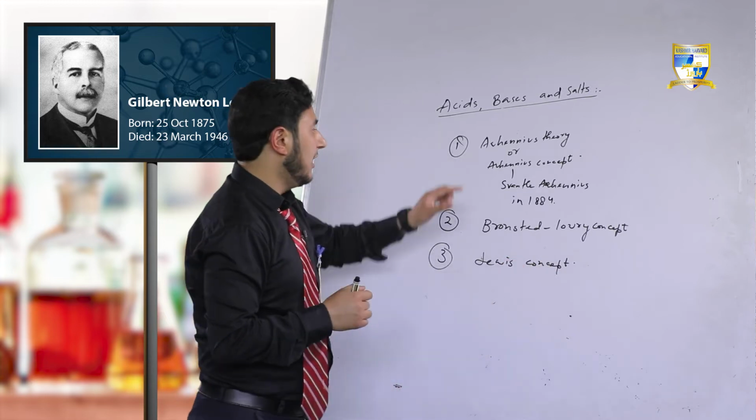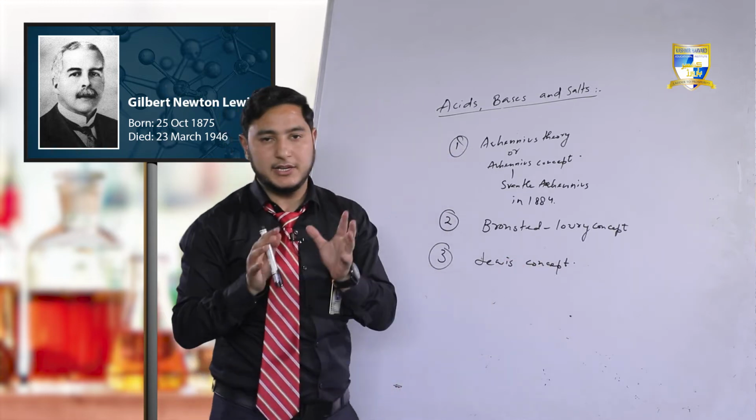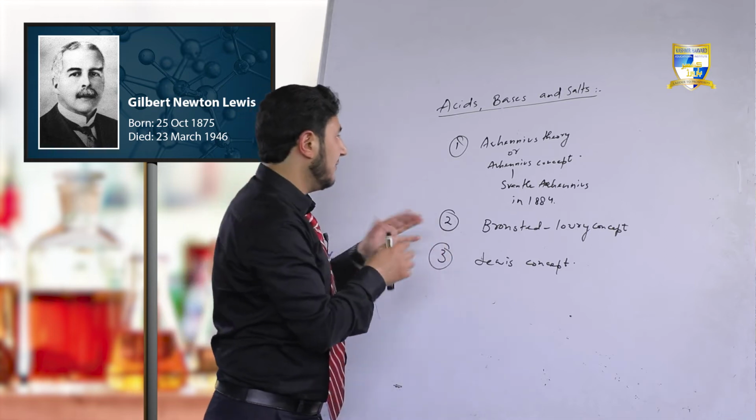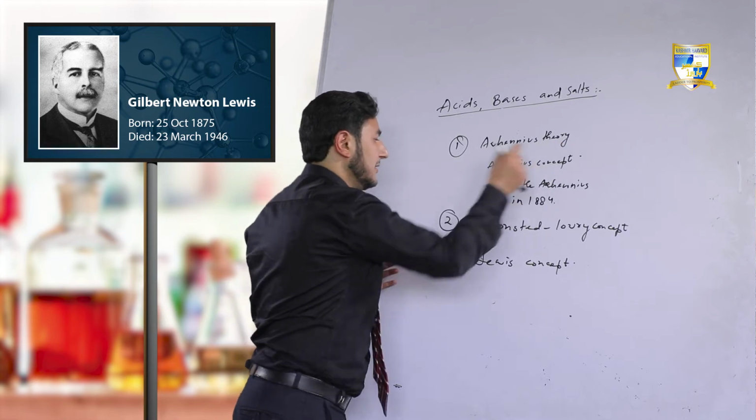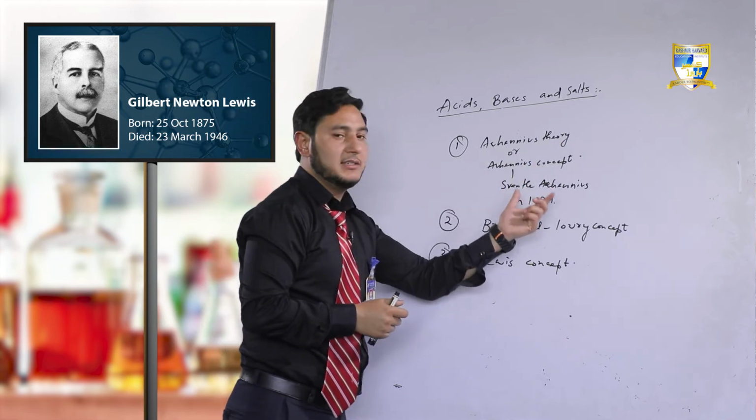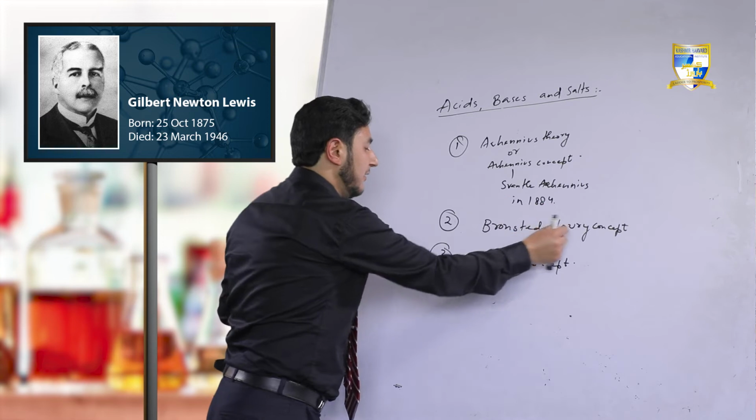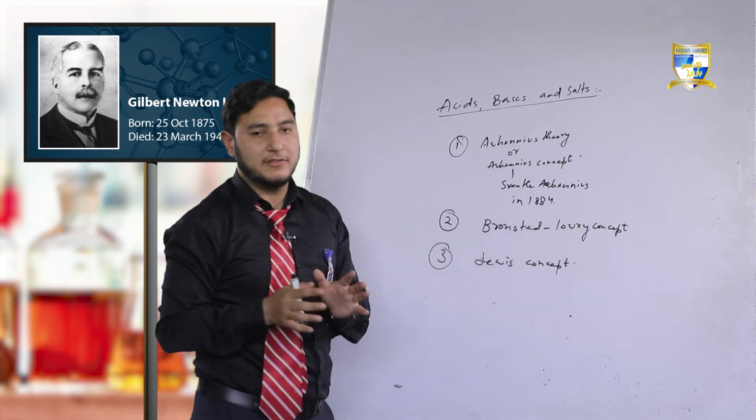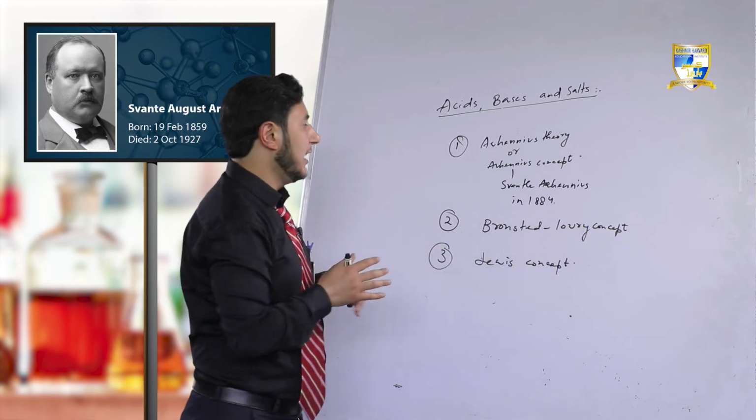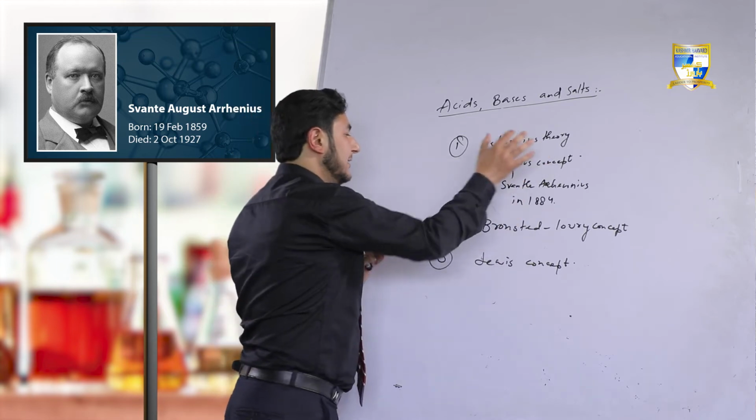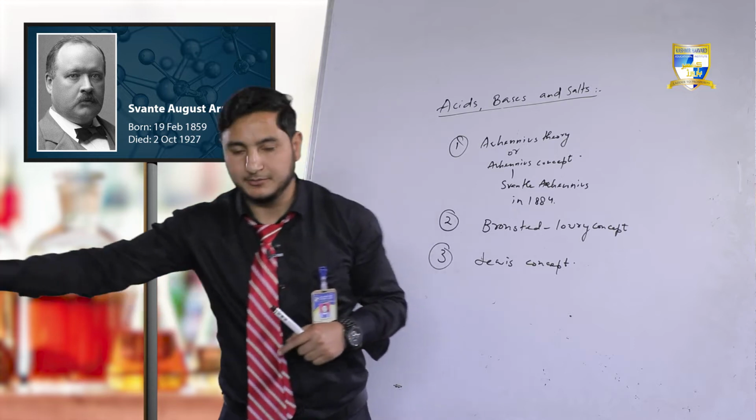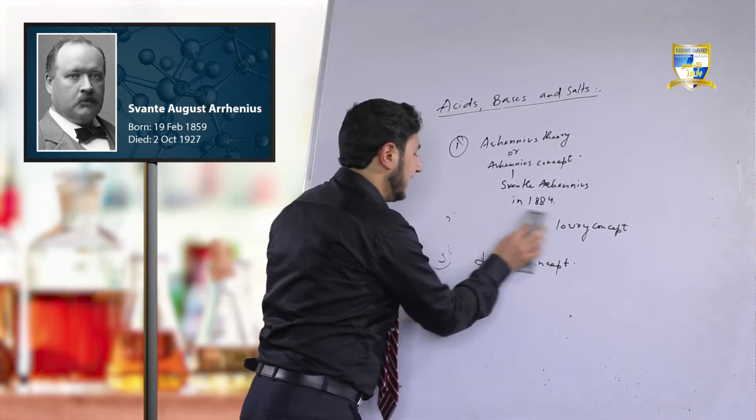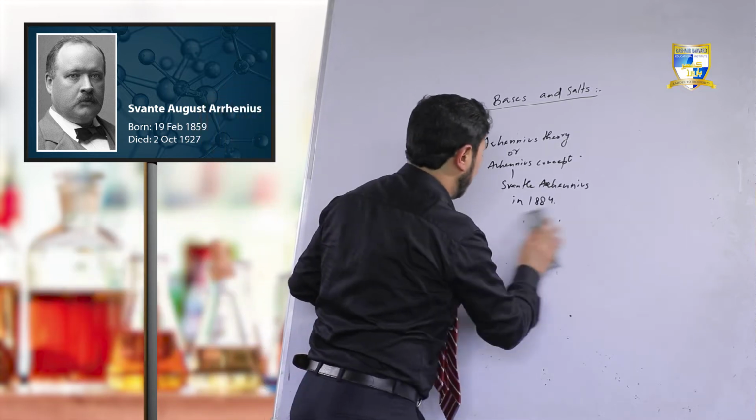So we have three theories, or three concepts, regarding acids and bases. The first one is the Arrhenius theory put forward by Svante Arrhenius in 1884, then the Bronsted-Lowry concept, and the third one, the Lewis concept. We will be starting with the first one, that is the Arrhenius concept of acids and bases.